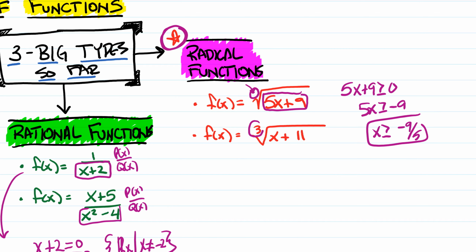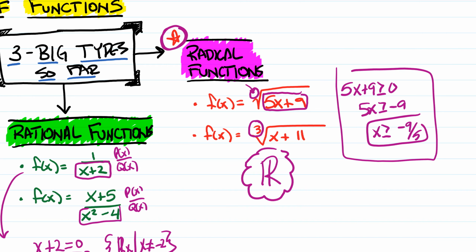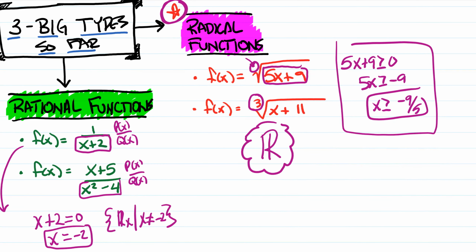If I have an odd index like this one, you may recall that the graphs of these are smooth and continuous. So therefore, anytime I have an odd index, the domain is always guaranteed to be all real numbers. How nice is that? Thank you very much. So the tricky parts are just knowing when to set something greater than or equal to 0 for radical functions and when to set something not equal to 0 for rational functions. Okay, that's it. We'll practice more in class.